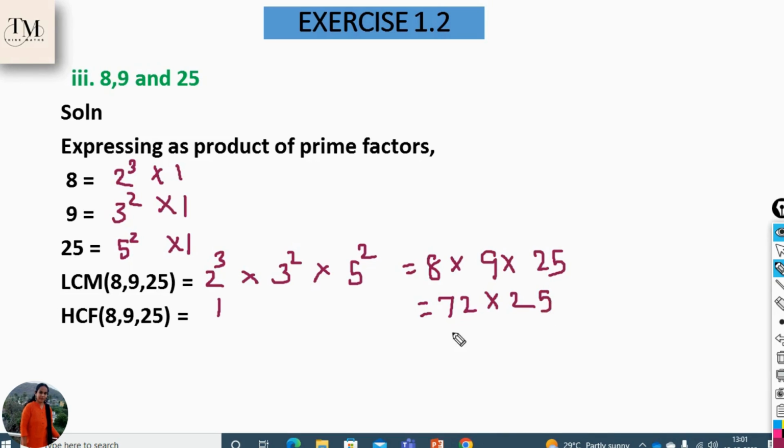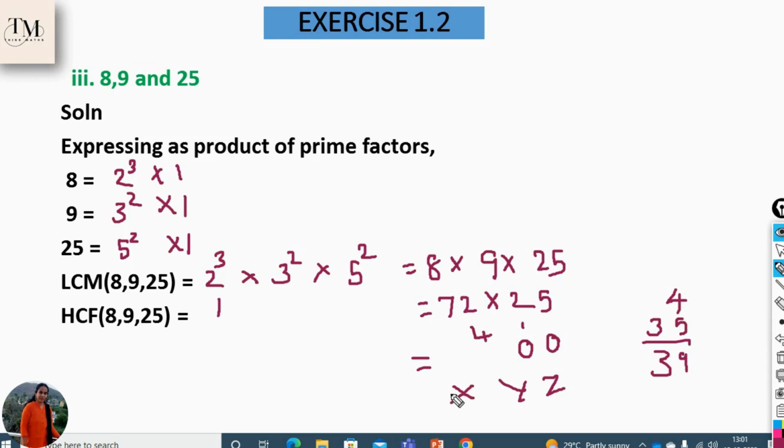Now I will do the calculation using the X, Y, Z method. First we calculate the ones place: 2 into 5 is 10, carry over is 1. Next is Y. For Y we have to find the product of the inner values. The inner value is 2 2s are 4. The outer value is 7 5s are 35. So 35 plus 4 is 39, plus 1 is 40. So the balance will be 4.